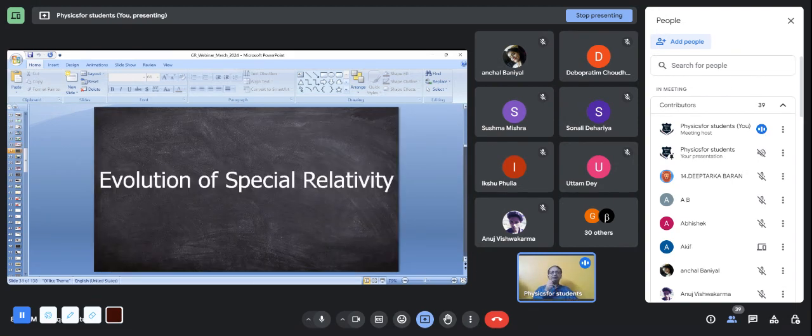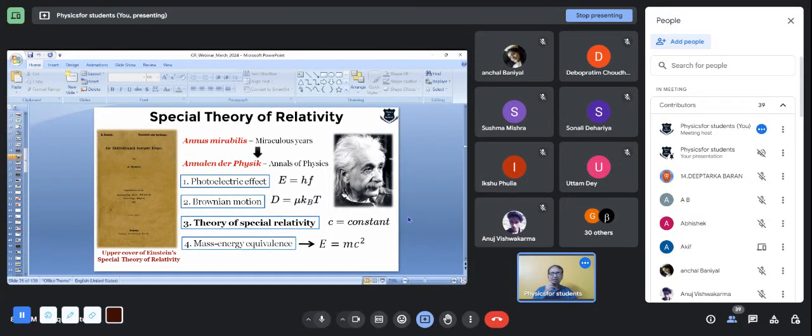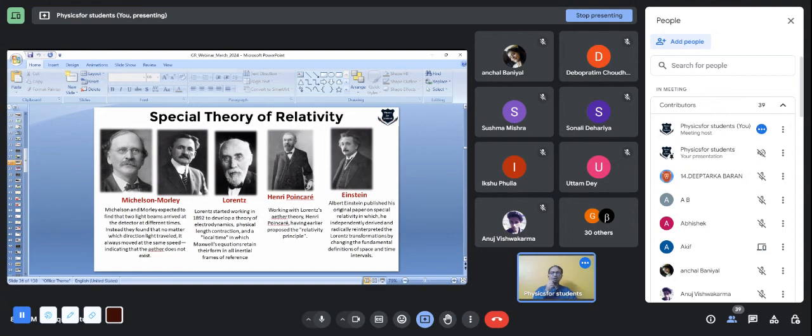Okay, I will come to the evolution of special relativity, and you already know these are the papers which were shared by Albert Einstein. This is the cover. So I will just skip this part and directly come to this one. It was initially the Michelson-Morley ether experiment.